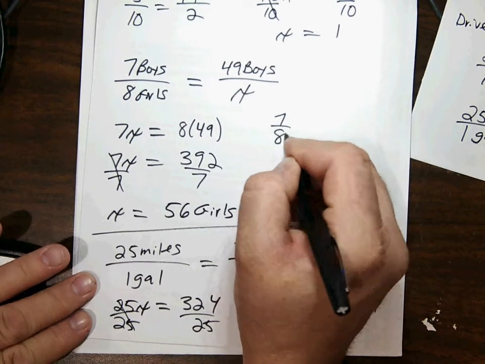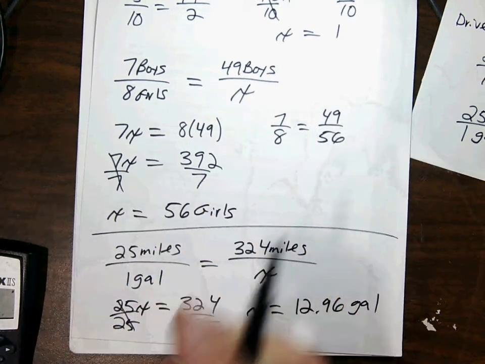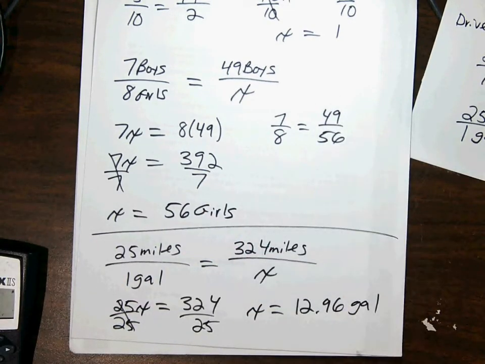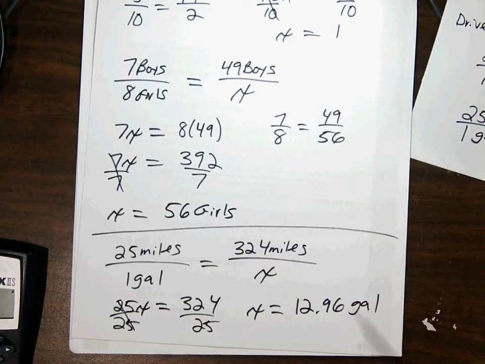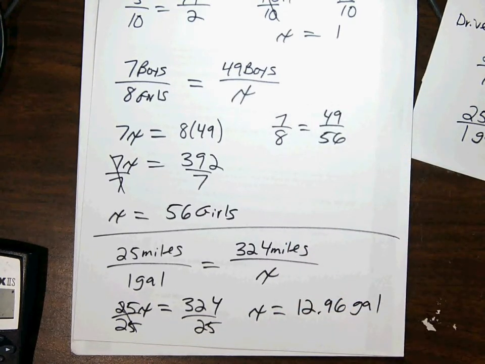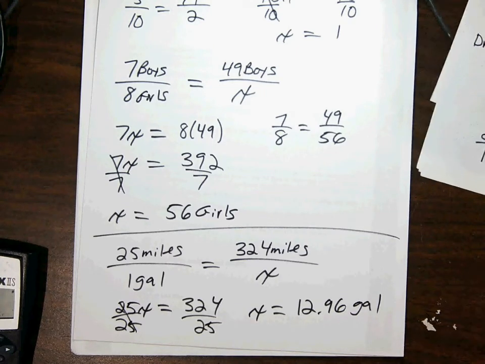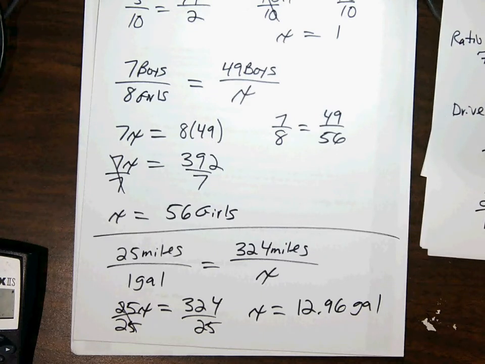7 over 8 is the same thing as 49 over 56. We've unreduced that fraction 7/8 and turned it into 49 over 56. That's all we're doing with these proportions. Think of them all as equivalent fractions. Maybe we're unreducing, maybe we're reducing, but we're finding the same ratio, the same rate, the same fraction, just presented differently. Okay? All right. Sweet. So, where does that put us?